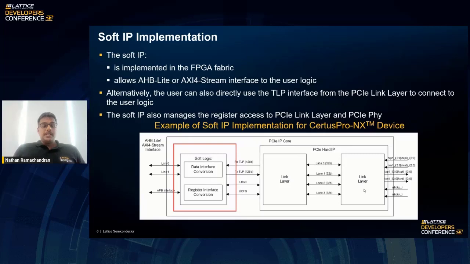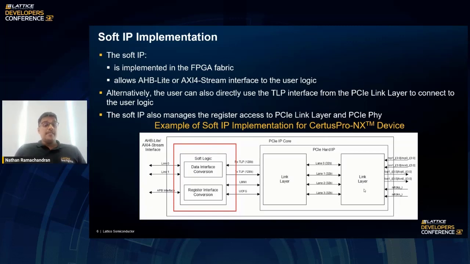So what happens here is from the link layer, if you can see, we have the receive TLP interface and the transmit TLP interface. These are the native parallel data that comes out of the hardened IP. So the soft IP itself offers a conversion or a bridge to change it to either AXI4 streaming interface or an AHB Lite streaming interface.